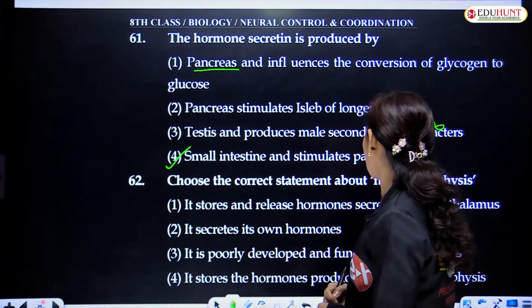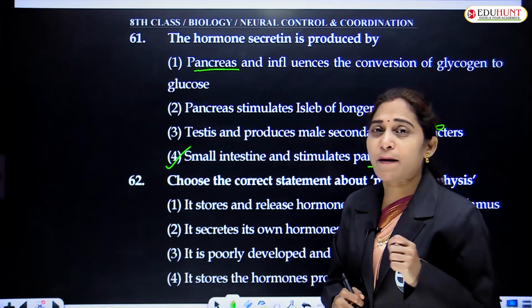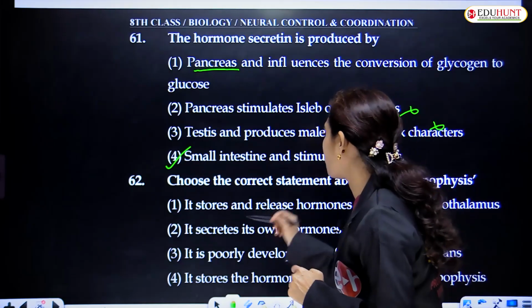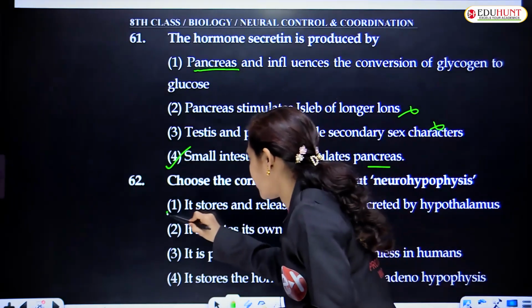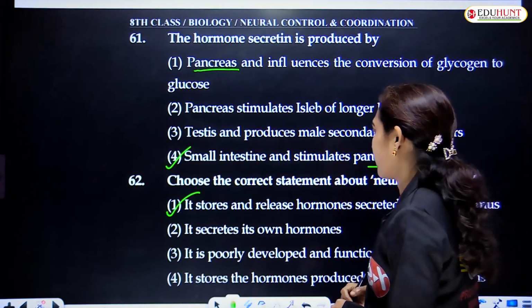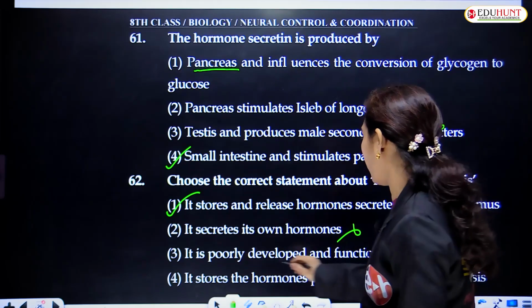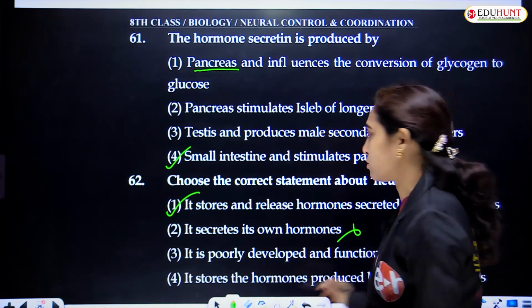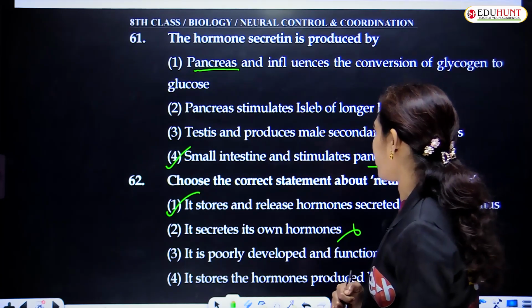Choose the correct statement about neurohypophysis. Neurohypophysis is the posterior part of the pituitary gland. It stores and releases hormones secreted by hypothalamus. Yes, this is the correct option. It secretes own hormones. It's not correct. It is poorly developed and functionless in humans, and it stores the hormones produced by the adenohypophysis.